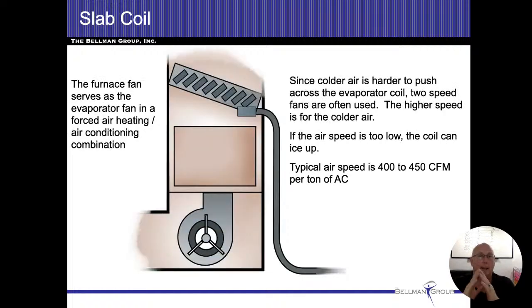A coil looked like the letter A, typical slab coil. We find these a lot on horizontal installs. Just one piece. So the A coil had two pieces, whereas the slab coil has one piece.